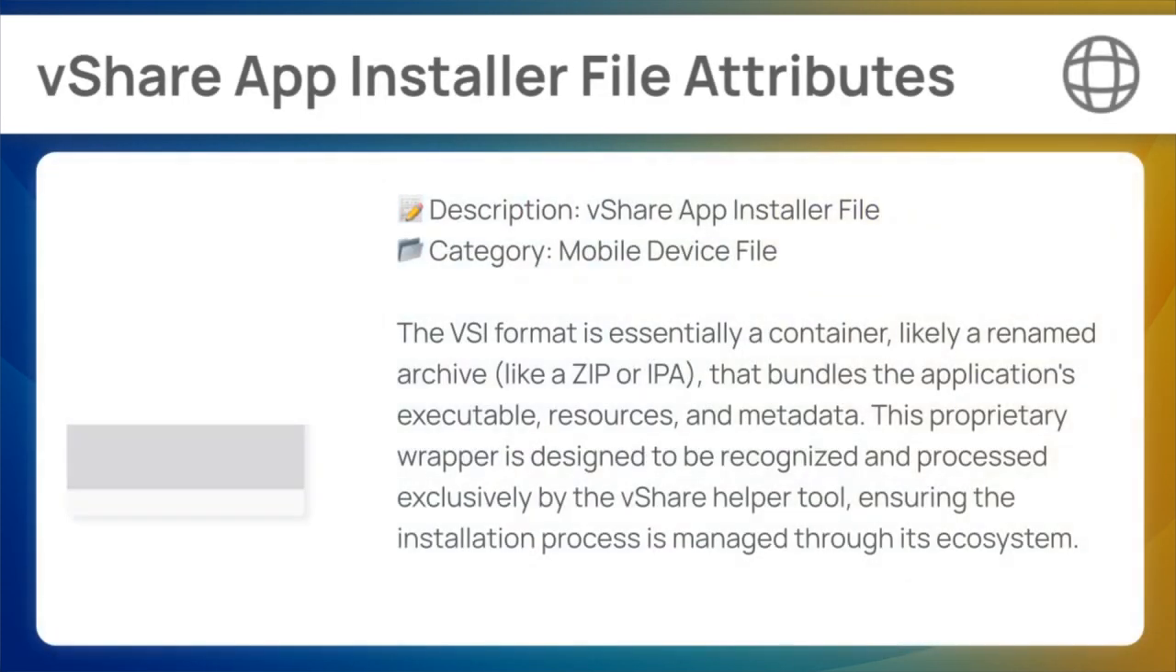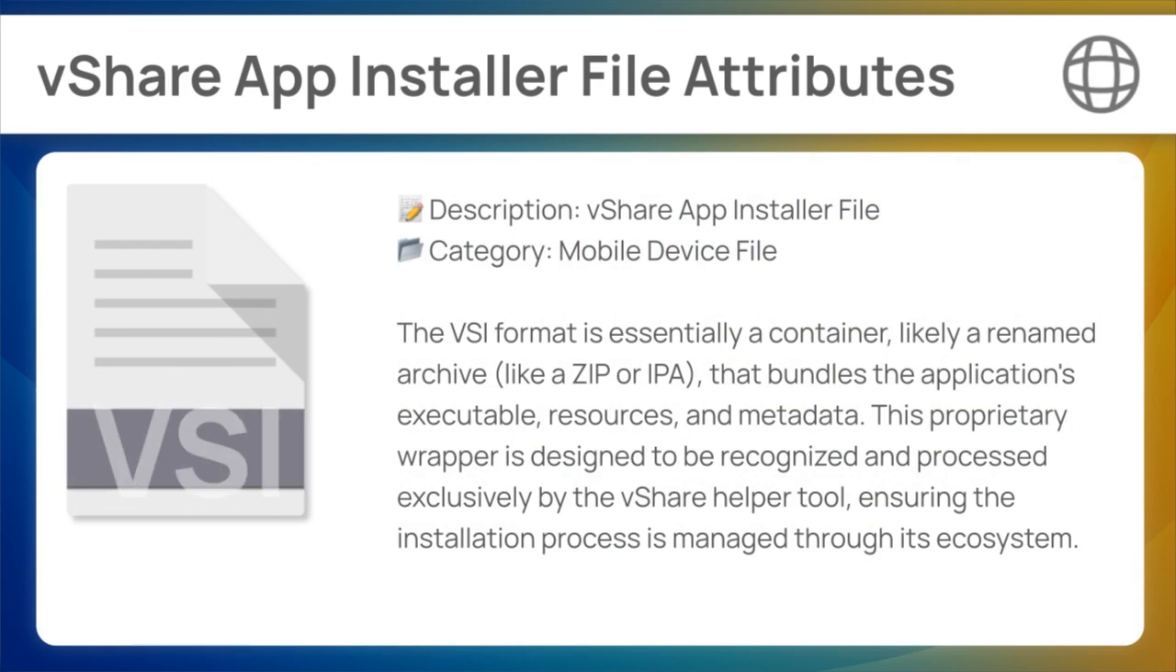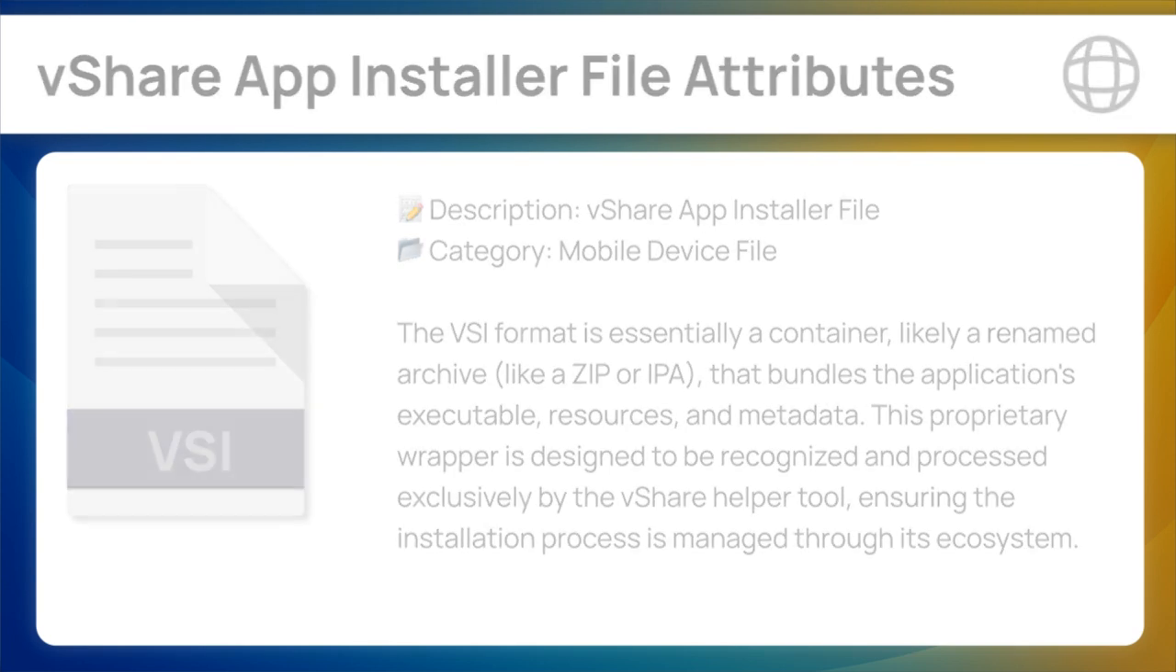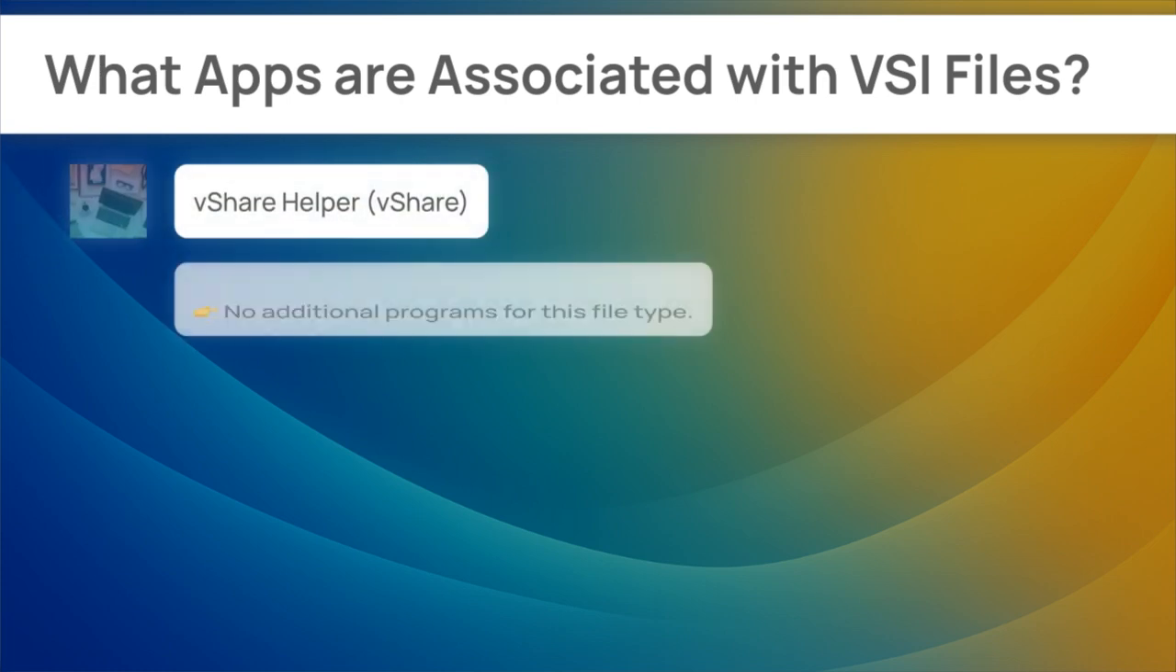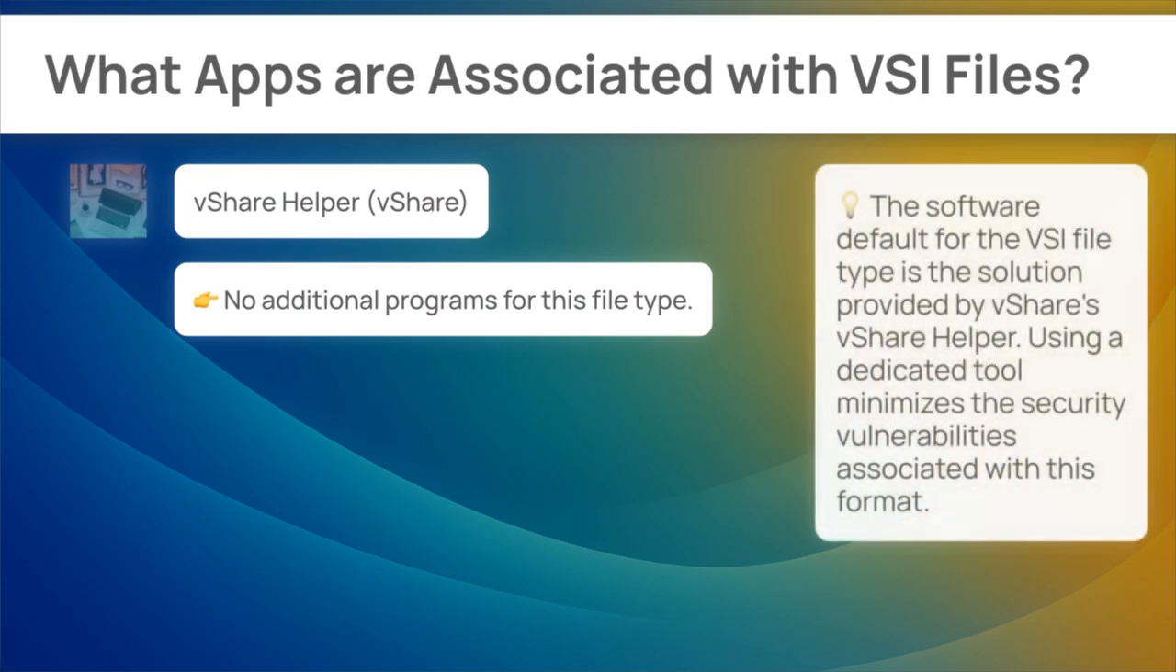The VSI format is essentially a container, likely a renamed archive like a zip or IPA, that bundles the application's executable, resources, and metadata. This proprietary wrapper is designed to be recognized and processed exclusively by the vShare Helper tool, ensuring the installation process is managed through its ecosystem. Historically, the main tool for managing the VSI type has been vShare Helper by vShare. Using a dedicated tool minimizes the security vulnerabilities associated with this format.